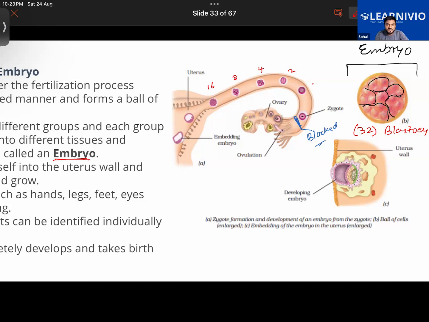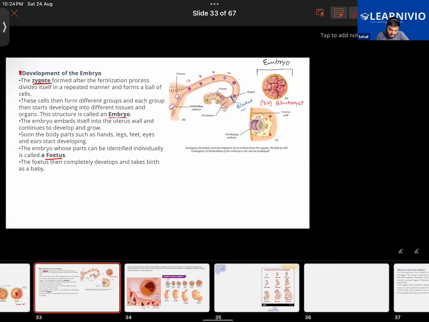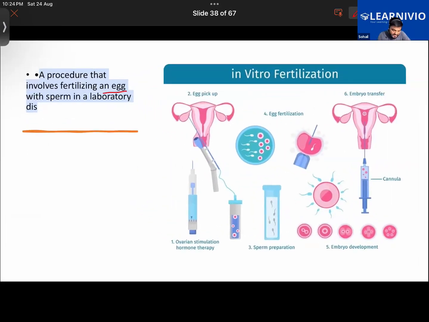For those women whose fallopian tubes are blocked, there's a process called test tube baby, also called in vitro fertilization. It's a process that involves fertilizing an egg with sperm in a laboratory dish. Although in mammals like humans, internal fertilization takes place inside the body, here, in a laboratory dish, a glass-like structure, the fertilization is done.